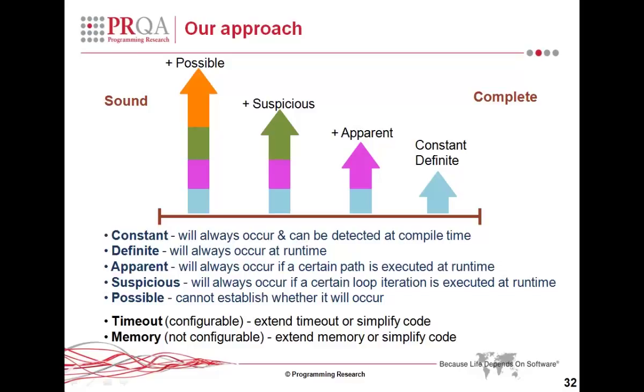If you look at these categories in the spectrum that goes between sound and complete, if someone wanted to use the tool in a complete manner, so only address problems that are definitely there, then disable all the messages except for constant and definite. If the user wants to use the tool in a sound way, then enable all the messages and look at everything. Or there can also be intermediate choices.